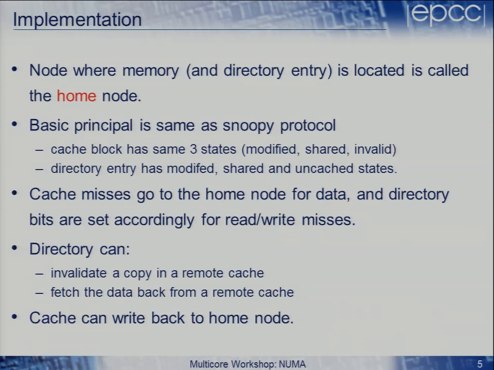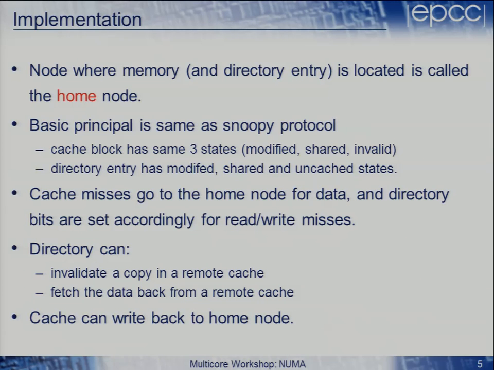And what happens is, whenever you do something, you have to update the directory, and you can, for example, invalidate copies in a remote cache or fetch the data back from a remote cache. So basically, if you want some value, rather than broadcasting it onto the network, onto the bus, you go and look at the directory and say, who's got this value? Who will I get it from? Or if you update a value, you go to that directory and say, who needs to be told about this update? So that's the way that it works.